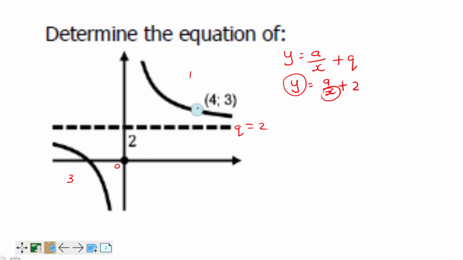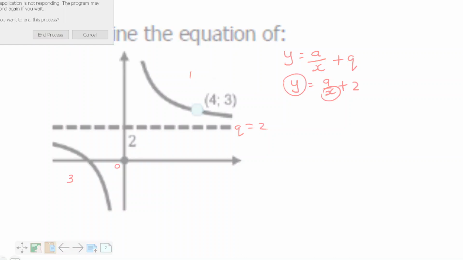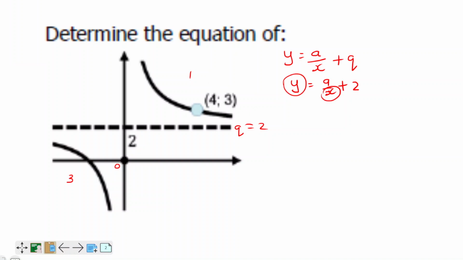Remember, this is the point that you are given on the graph. The point is 4 and 3. Your x is 4, your y is 3. So I'm given the point that I'm going to substitute for y and x, so I have to find a. So I will substitute 3 for y. I will substitute 4 for x plus 2. So I need to find now a.